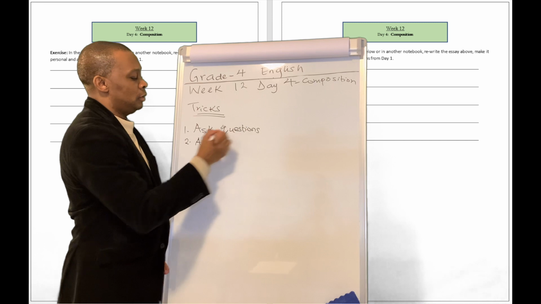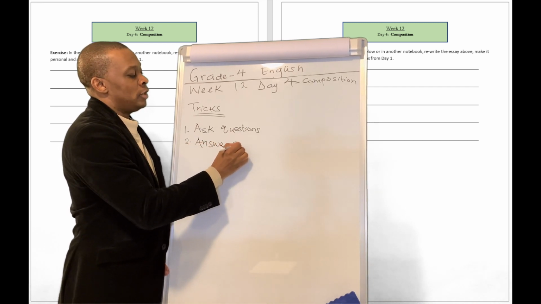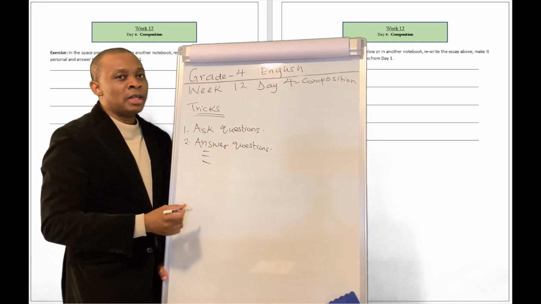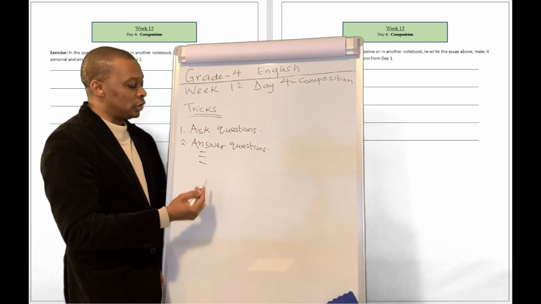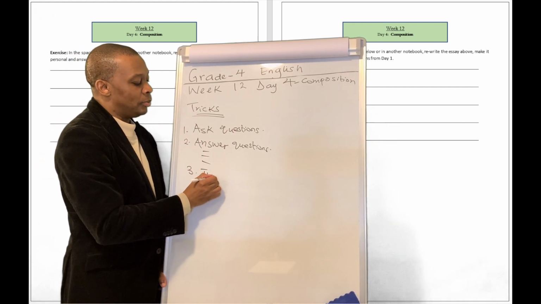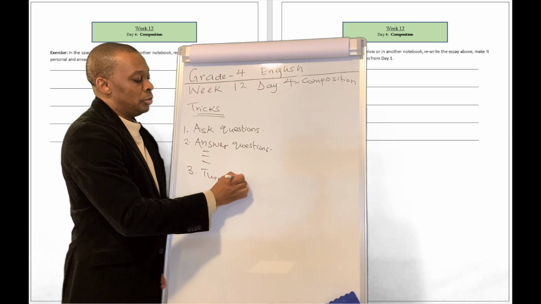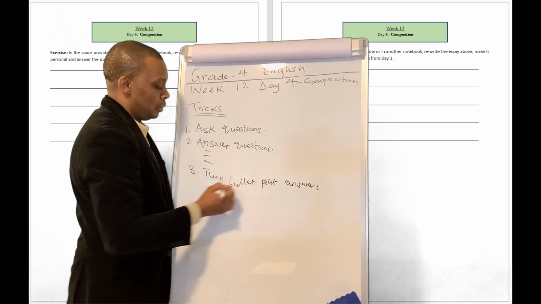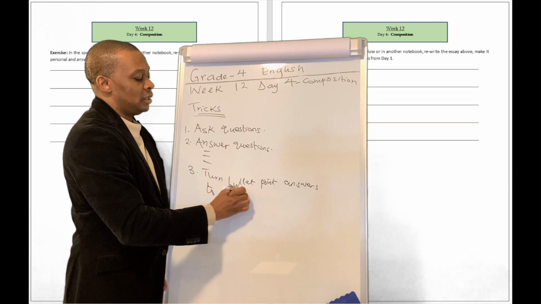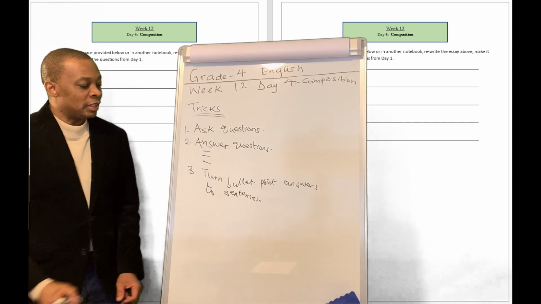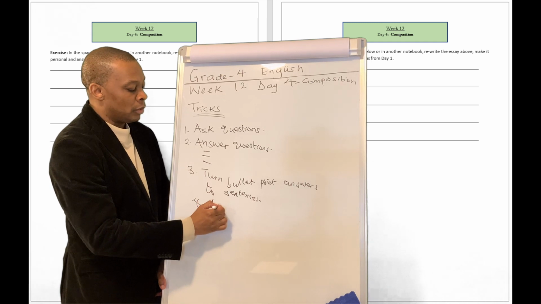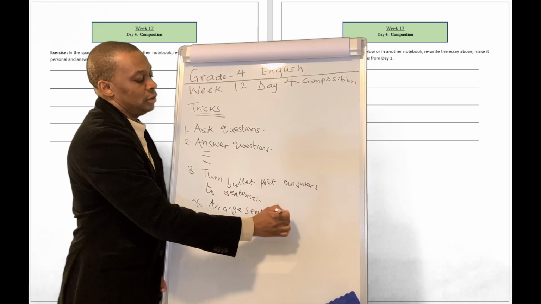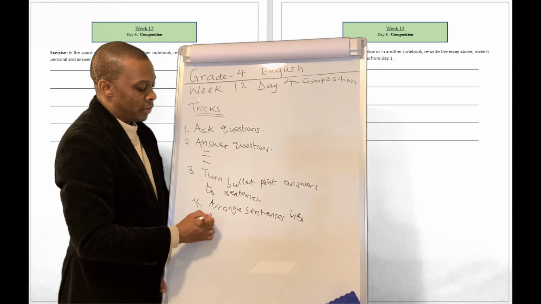Then answer questions in a bullet form, all right? You're gonna answer your questions in bullet fashions, okay? And then you're gonna turn bullet point answers to sentences, okay? So that's how you do it. And then number 4, arrange sentences into paragraphs.